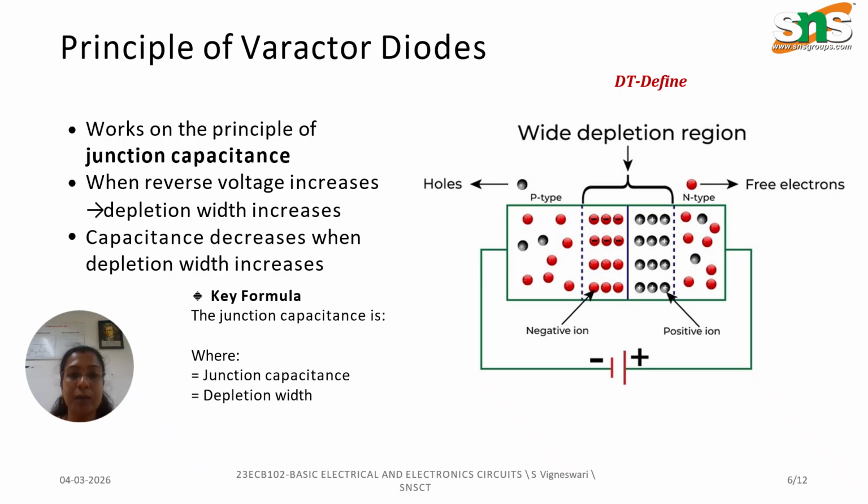Next comes the working principle of the varactor diode. Here the operation of the junction capacitance is based on the reverse bias condition, as we said above. The junction capacitance plays a major role. When we increase the reverse bias voltage, the depletion region becomes wider. As the depletion region increases, the distance between the capacitor plates increases, and the capacitance will reduce. So the capacitance is inversely proportional to the width of the depletion region.